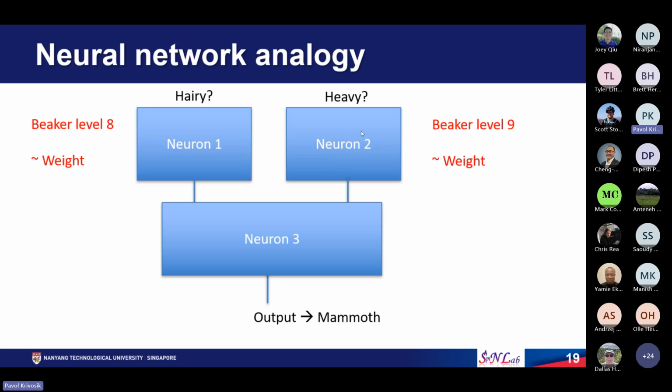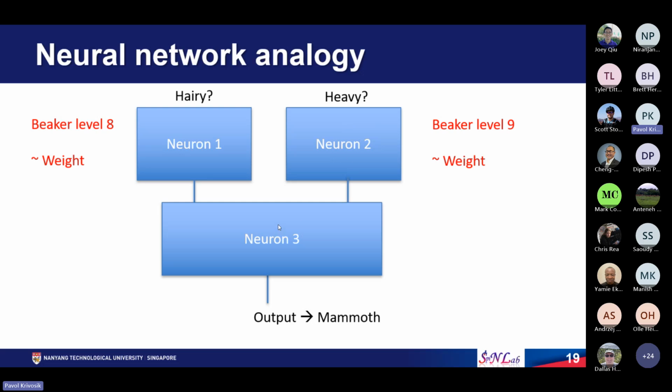The second question was whether the animal was heavy or not. So the girl poured a beaker with water level 9. That water was enough to fire this neuron, so this neuron also fired, and the output went to the third neuron.